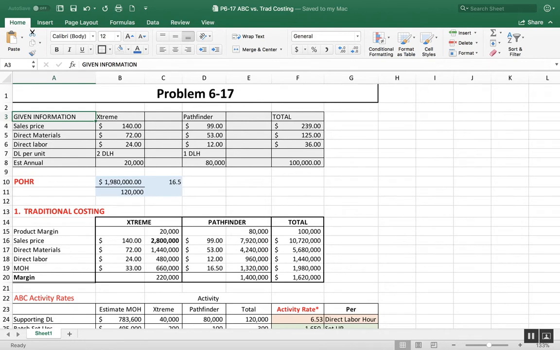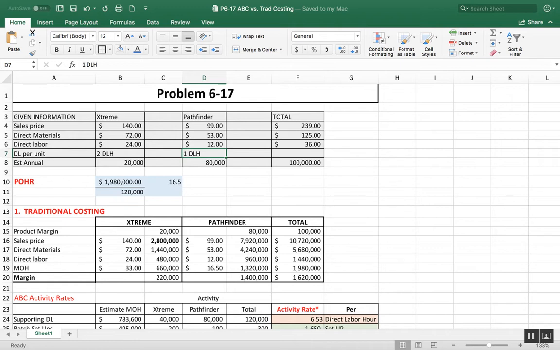They manufacture two different kinds of hiking boots. One is the Extreme, one is the Pathfinder. You can see the information in terms of the sales price, direct material, direct labor. The direct labor hours per unit simply mean that for every Extreme pair of hiking boots, it takes 2 direct labor hours, as opposed to the Pathfinder hiking boot, which only takes 1 direct labor hour. So again, that information was given to me.